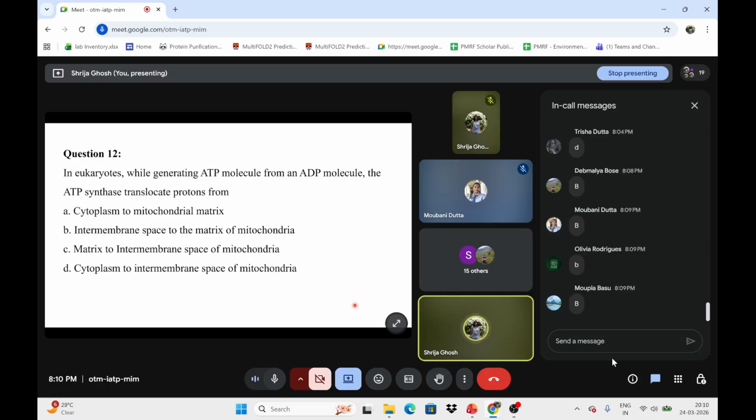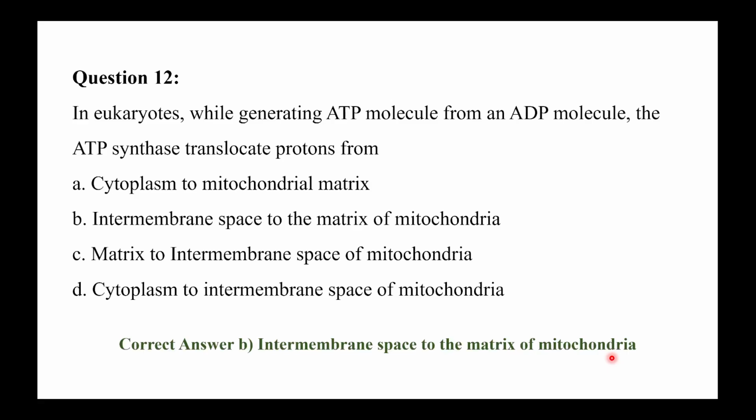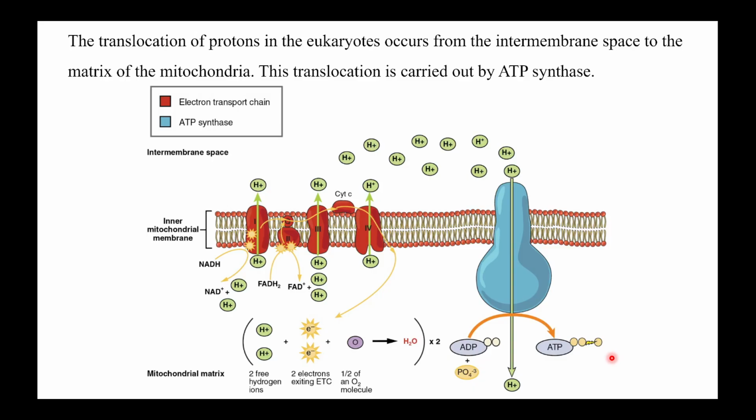Okay, I have four answers. All of them are option B, intermembrane space to matrix of mitochondria. That is the correct answer. So I told you about the electron transport chain, and all these complexes, complex 1, 3, and 4, they were pumping the protons out from the mitochondrial matrix to intermembrane space. As a result, there is a proton gradient that forms. The proton concentration in the intermembrane space is very high as compared to the mitochondrial matrix.